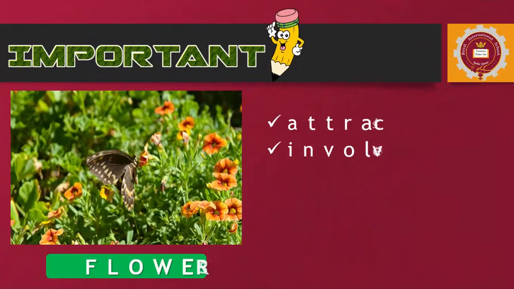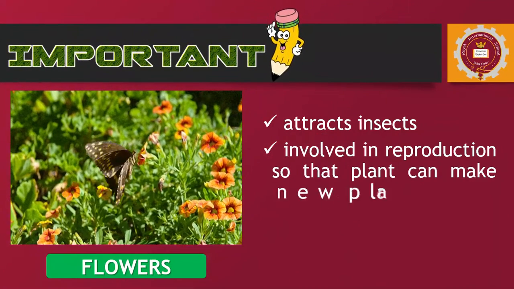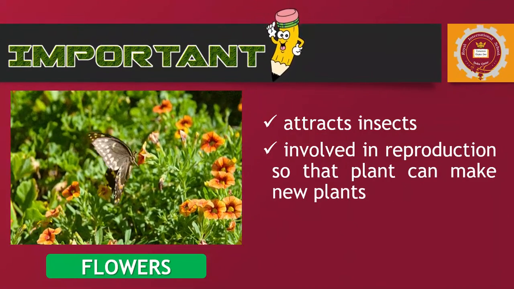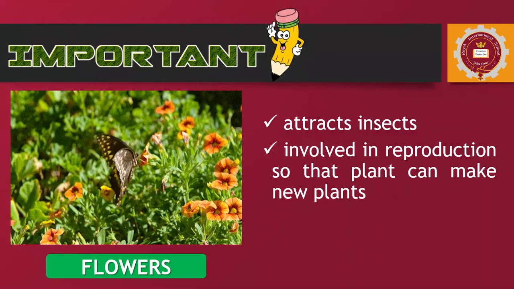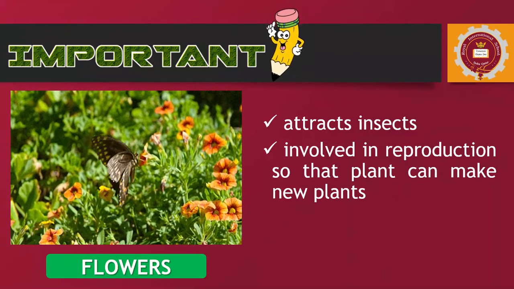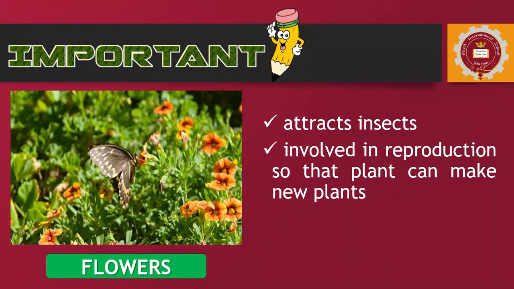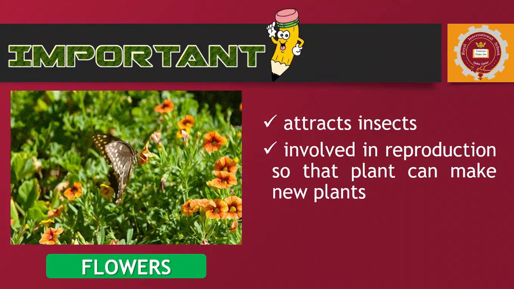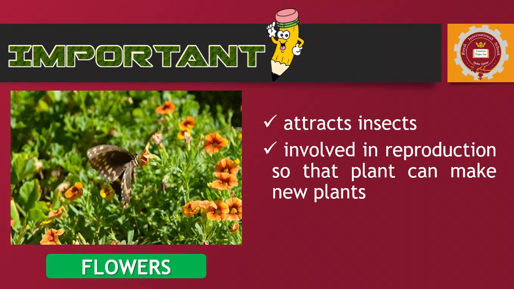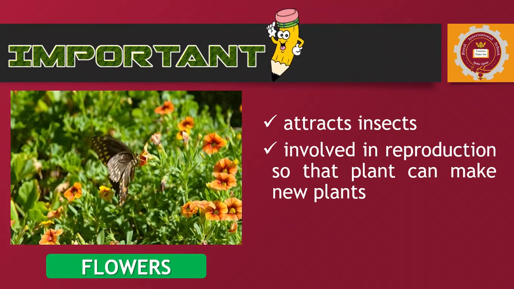Now let's talk about another. This is what we already discussed. Flowers, it does not only attract insects, it also attracts us as well. So, what is the main function of a flower? How does it help in a plant? Okay, it is involved in reproduction, so that plant can make new plants.